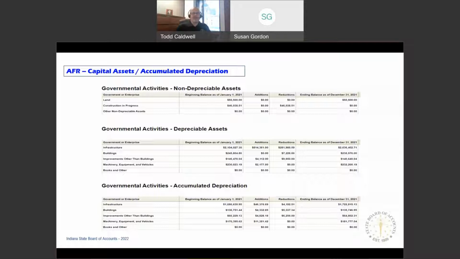And then the bottom section is the accumulated depreciation. So you'll notice that mirrors the middle box and that it has infrastructure, buildings, improvements, machinery, equipment, and vehicles. Doesn't have the land or the construction in progress because we don't depreciate land or construction in progress.